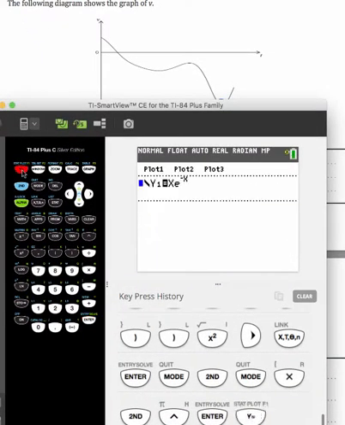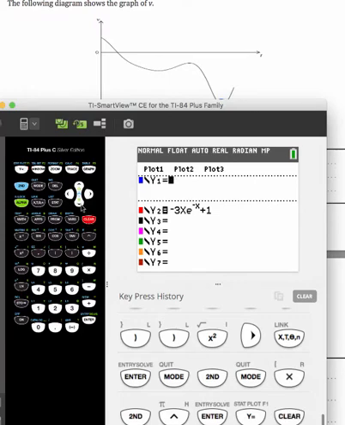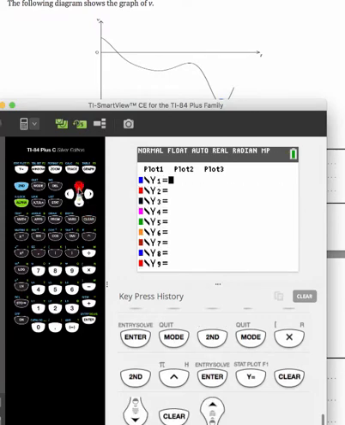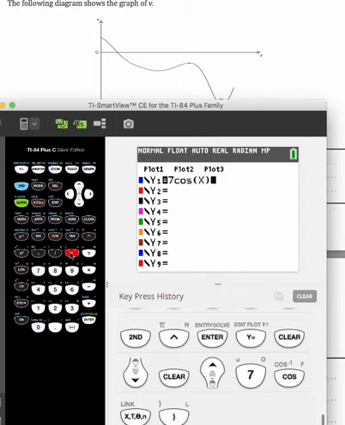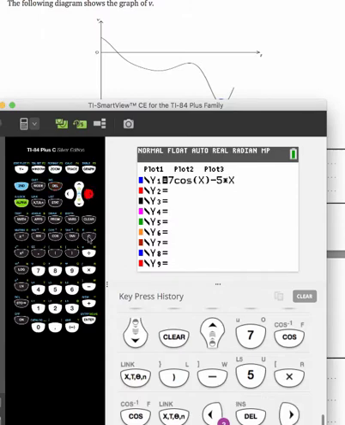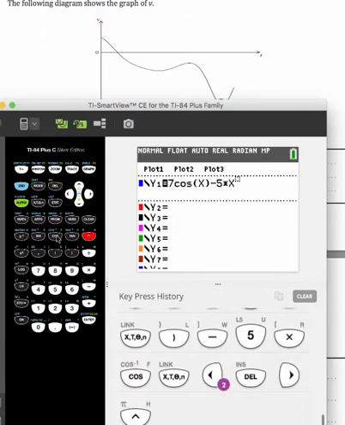Alright, so where's our GDC? Okay, let's go back to y. I don't need that. I don't need that. So 7 cosine x, and of course my mode is already in radians, so I don't have to worry, minus 5 times x to the power of, that's where my cosine comes, cosine of x. Alright, good.